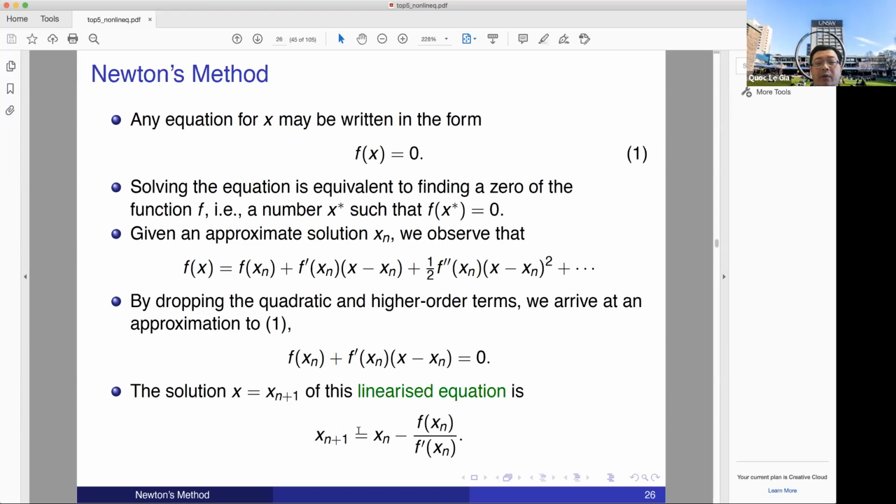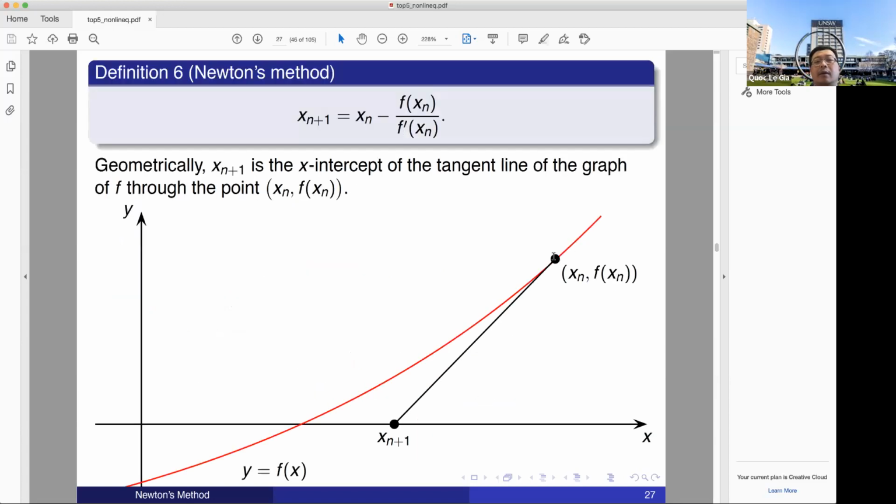Yeah, so you don't have to remember this formula, but at least you should remember the pictures, how the method was derived, yeah? And this is the picture. So you have xn right here. Then you draw a tangent line. Okay, so we drew a tangent line already. And then you set y equals 0, then you get xn plus 1. Okay, so this is exactly the Newton method.